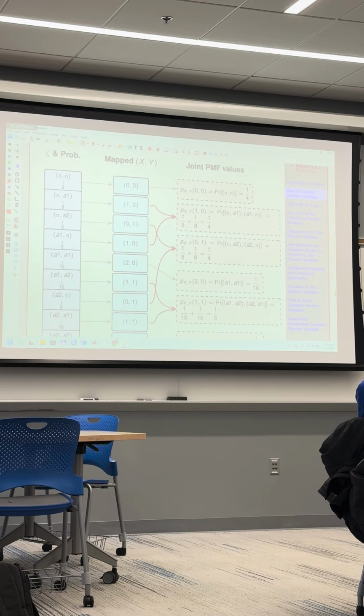Outcome NN means that no packet arrived in input port 1 and no packet arrived in input port number 2. And this comma denotes AND. So no packet arrives in input number 1 with probability half, and no packet arrives in input port number 2 with probability half. So half times half gives you the probability 1/4.